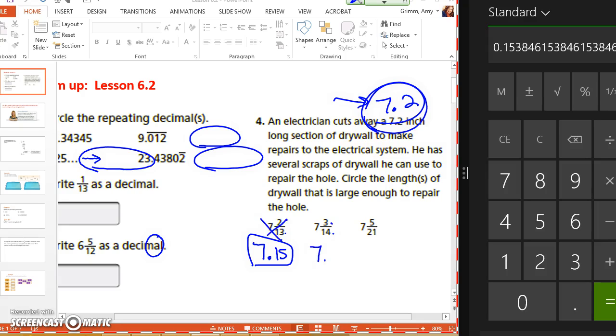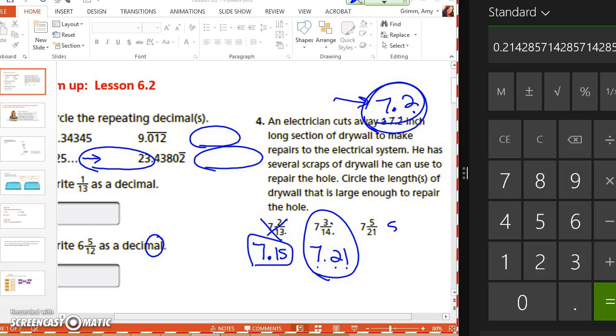Okay, we're going to take 3 divided by 14. 3 divided by 14, and that is 0.21. Is that one going to be big enough? Yes, because I only need 7.2. That's like $7.20. This is $7.21. Okay, now let's check the last one.